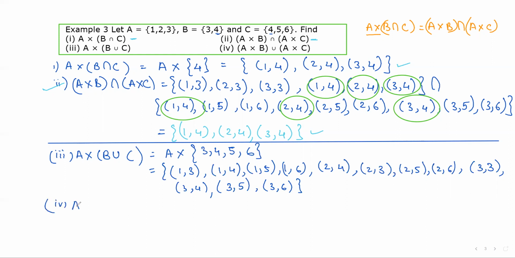Fourth, (A cross B) united with (A cross C). Now you've already calculated A cross B and A cross C. So we'll write them together.